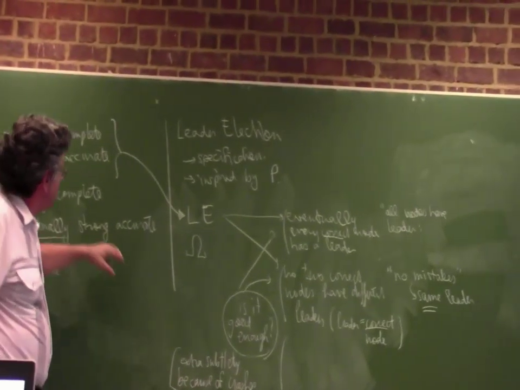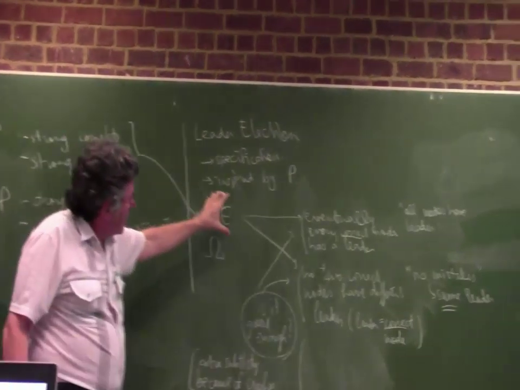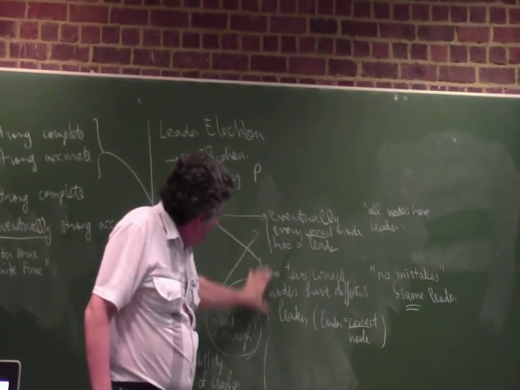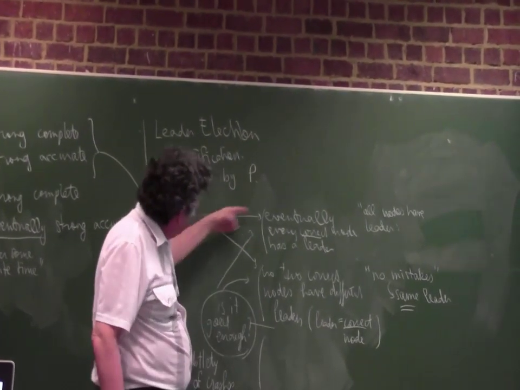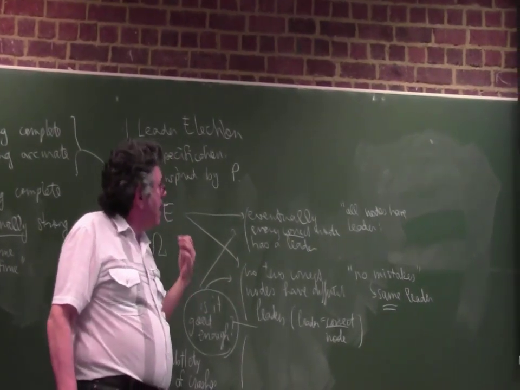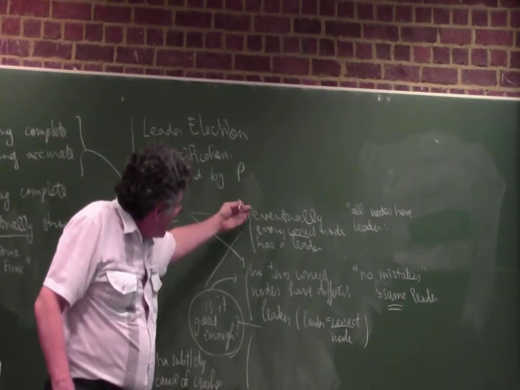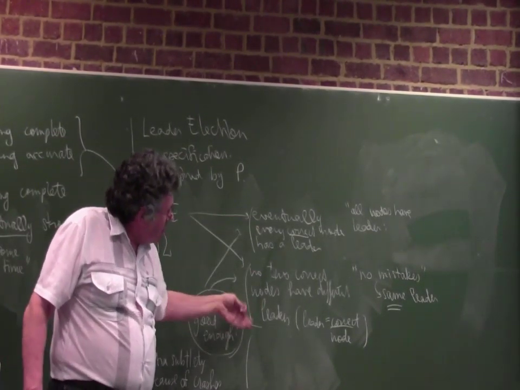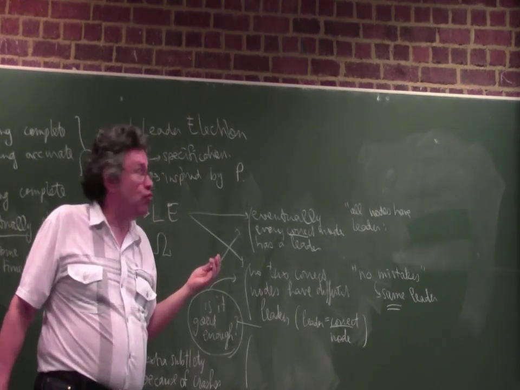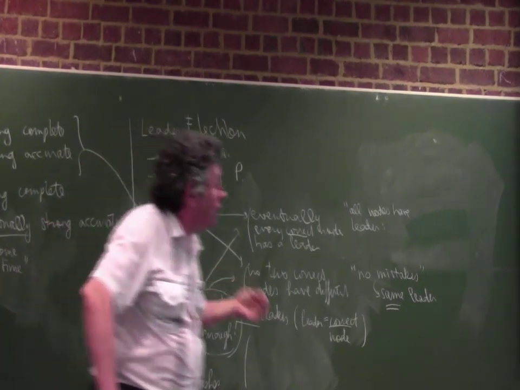Leader election. We started from P, the perfect failure detector, and we got inspired to make a first specification for leader election. And then we looked at it and said, maybe we need a little bit more. Maybe this is not good enough. I mean, it's okay, it works. But maybe we want something a little bit stronger. We want an extra condition because of the crashes.